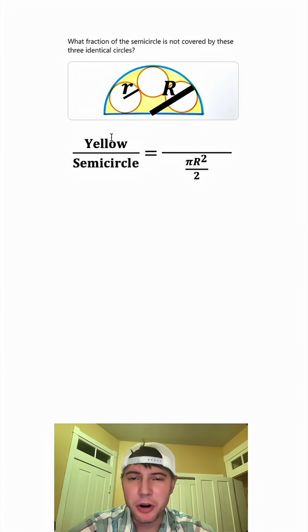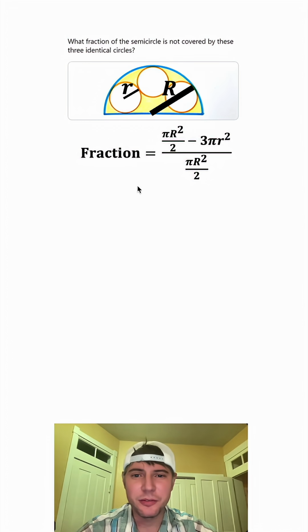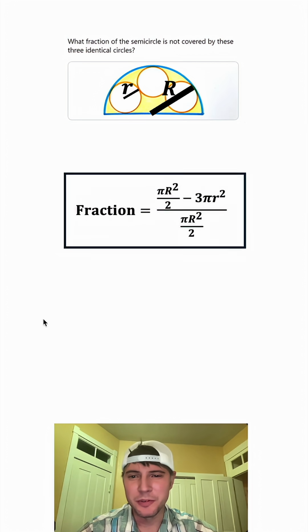And then for the yellow part, it's going to be the semicircle minus 3 of the little circles. So it'd be pi big R squared divided by 2 minus 3 pi little r squared. So this is the fraction that we're trying to solve. This looks important. Let's put a box around it. Let's move it down here.